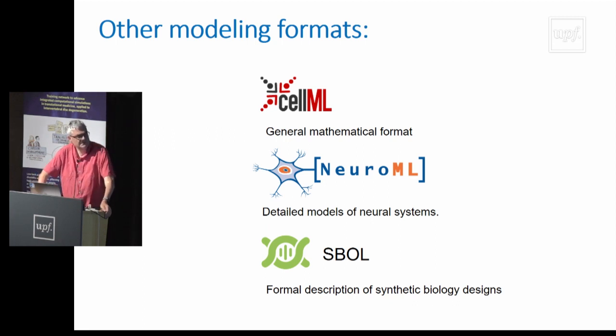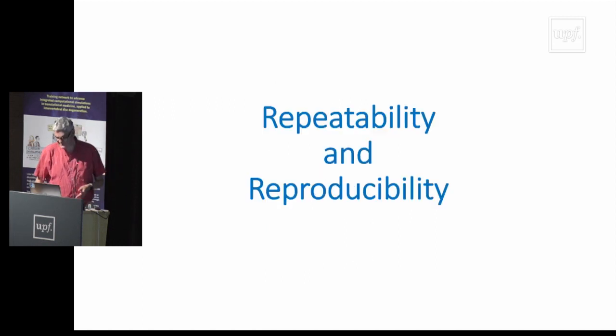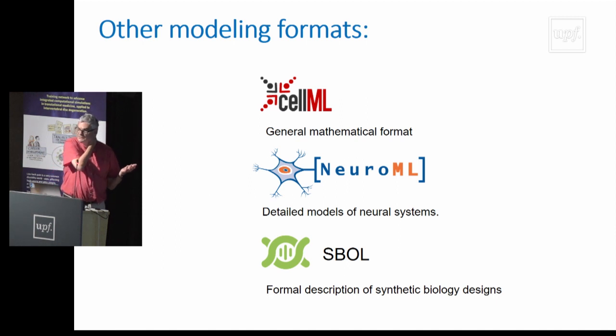The other one is NeuroML, which is used to support neurophysiological systems. And then SBOL, which is one I started some years ago, is in the synthetic biology domain. It's basically for describing synthetic biology designs. So the idea is you can design something on your computer and send it off to a foundry. They'll make the DNA for you. You send it back. You try it out. So it's basically a way of formalizing the design of new synthetic biology constructs.